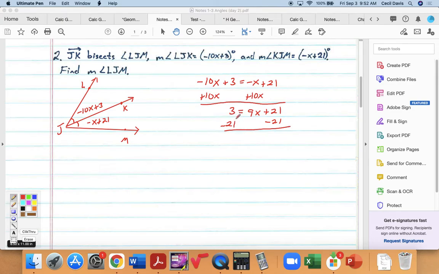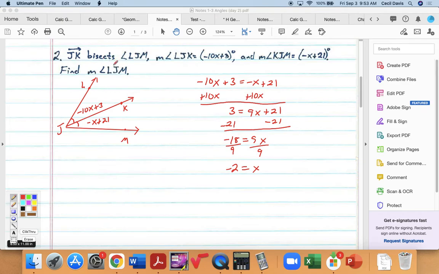What's 3 minus 21? Negative 18. Very nice. Divide both sides by 9. And I have negative 2 equals x. It is okay for a variable to have a negative value. But if that makes the angle measurement negative, then that's a bad thing. So let's go take a look.